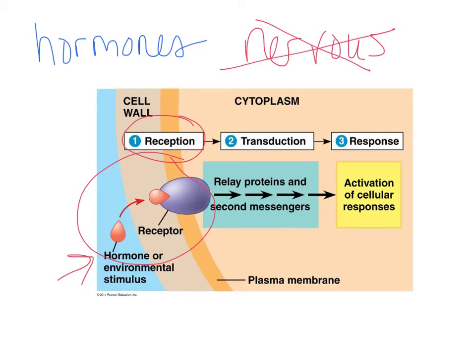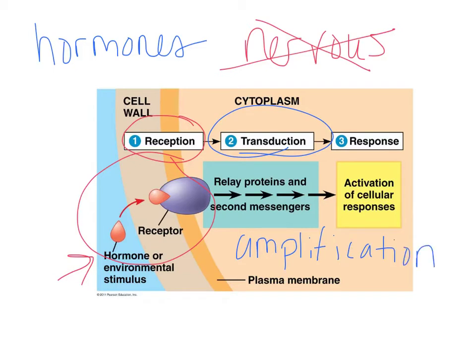And when they change their shape, that usually triggers this transduction pathway here, which, remember, amplifies the signal. This is where your amplification will happen, and it's going to help get the response going. You've got your relay proteins, your second messengers, and then your response is the very last thing, where you can have basically two kinds of response.